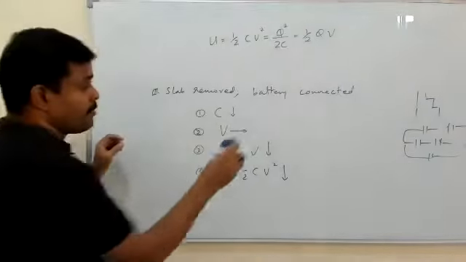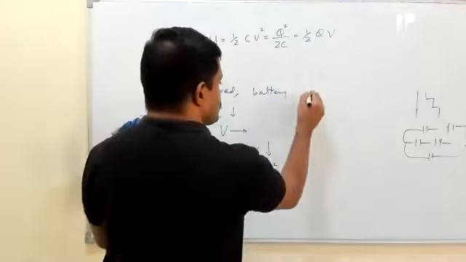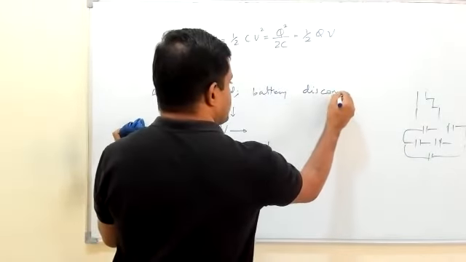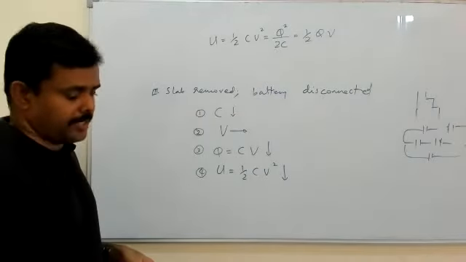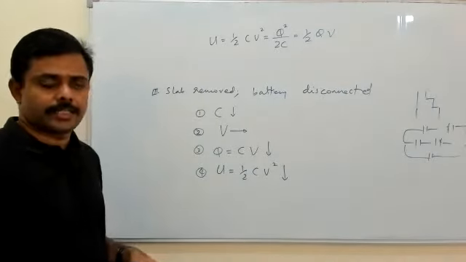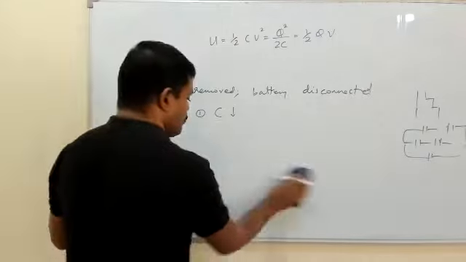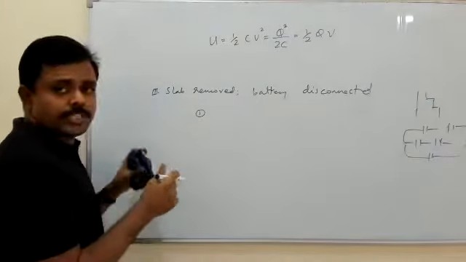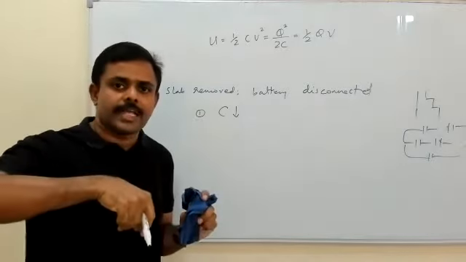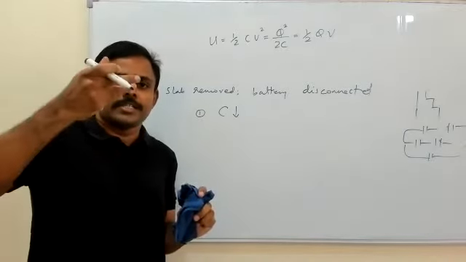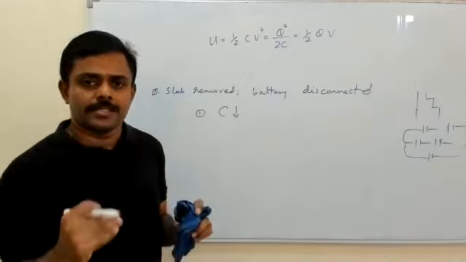Fourth one, slab removed. For practice, you can type this also. Slab removed, battery disconnected. But never ever learn this by heart. It's so easy. Fourth case. Slab removed, battery disconnected. What happens now? First case. Slab removed means capacitance decreases. Because when you insert the slab, if capacitance increases, when you take it out, capacitance decreases.